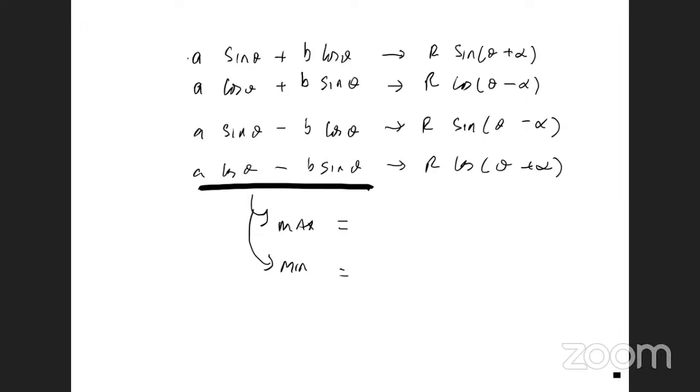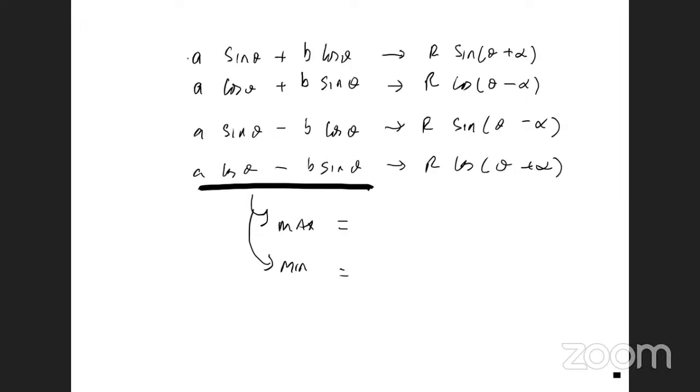R is always positive. How to get R? R is always positive, for sure. Square root of A squared plus B squared. Yeah. Anybody seen it?